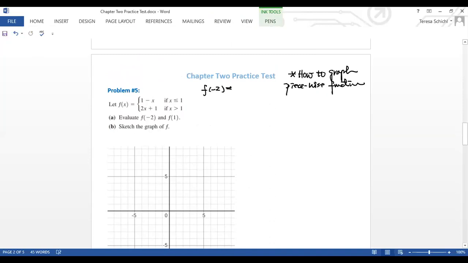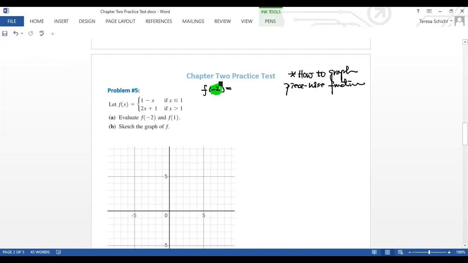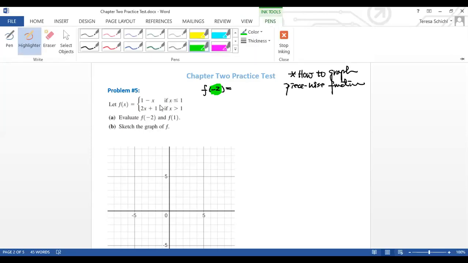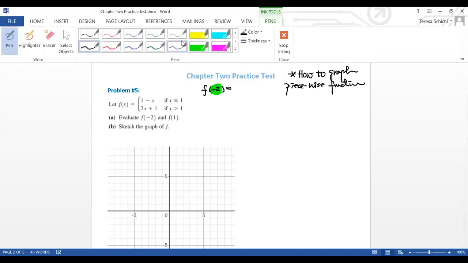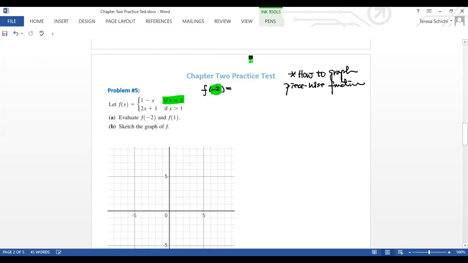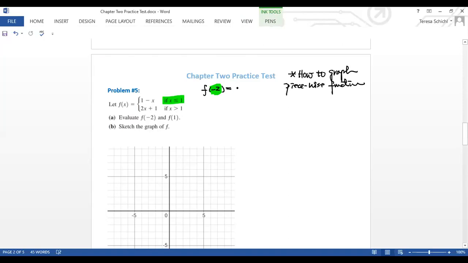So that means I'm finding the value. So what is my x value here? x is equal to -2. So now I need to decide which function I'm using, because -2 is in which domain here? It's in this domain, right? It's less than 1. So I have to use this function, right? So -2 will be 1 minus x, with x equal to -2. So this is 3. All right.